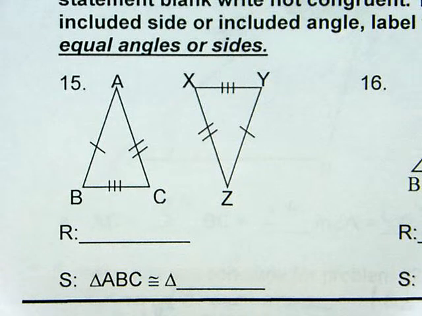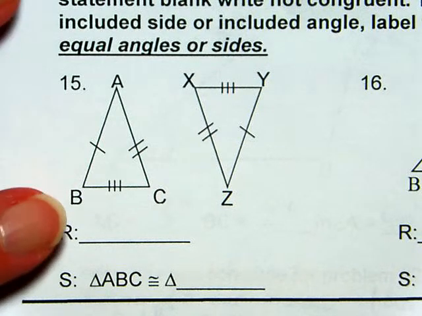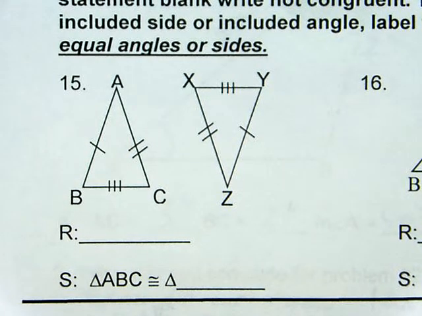Now that brings us to the problems at the bottom of the page. Read over the directions with me. For all of these problems, we have to complete the reasoning statement. If the triangles are not congruent in the statement, we're going to write not congruent. If the figure has an included side or angle, we have to label that included angle or side. And we have to complete the statement.